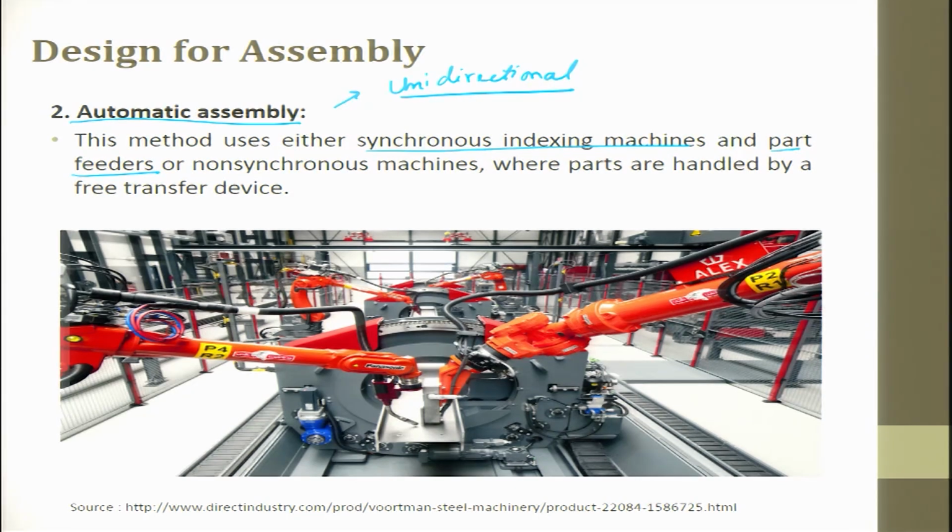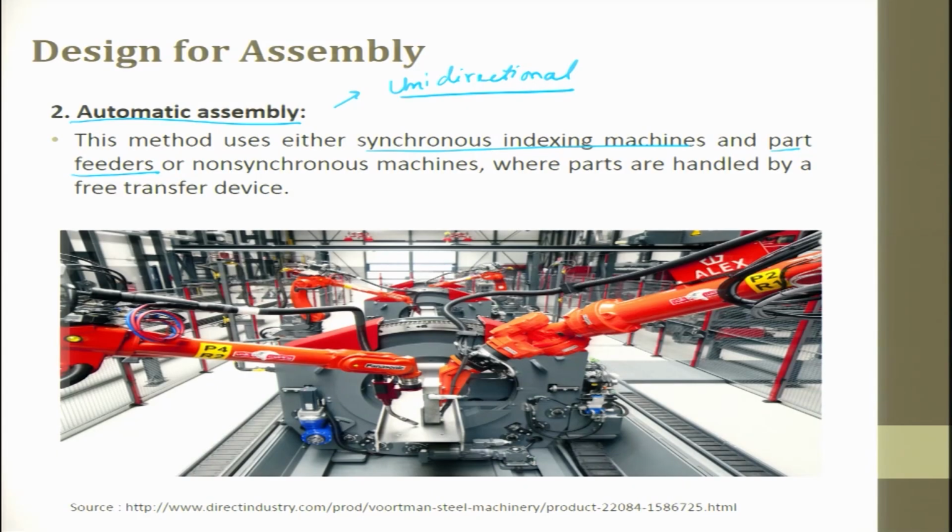So, you might have a chute, in that chute all the parts are loaded. So, the parts are dropped one after the other, it drops at the required place and then you can use a robot to assemble, or you can also use some other automatic devices to get it done. Non-synchronous machines are those where the cycle time for every operation is different. So, here you can feed the parts for free transfer and other things. So, this is automatic assembly.